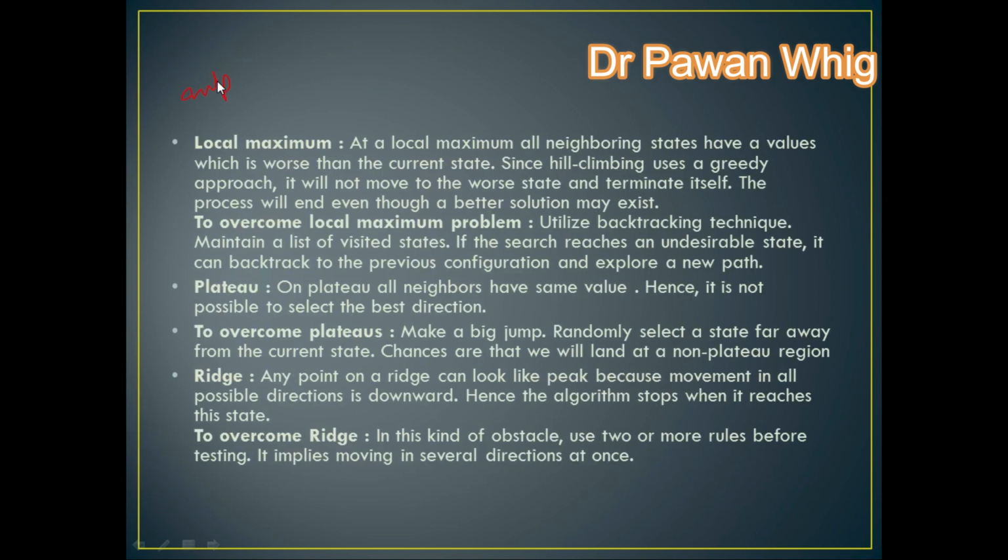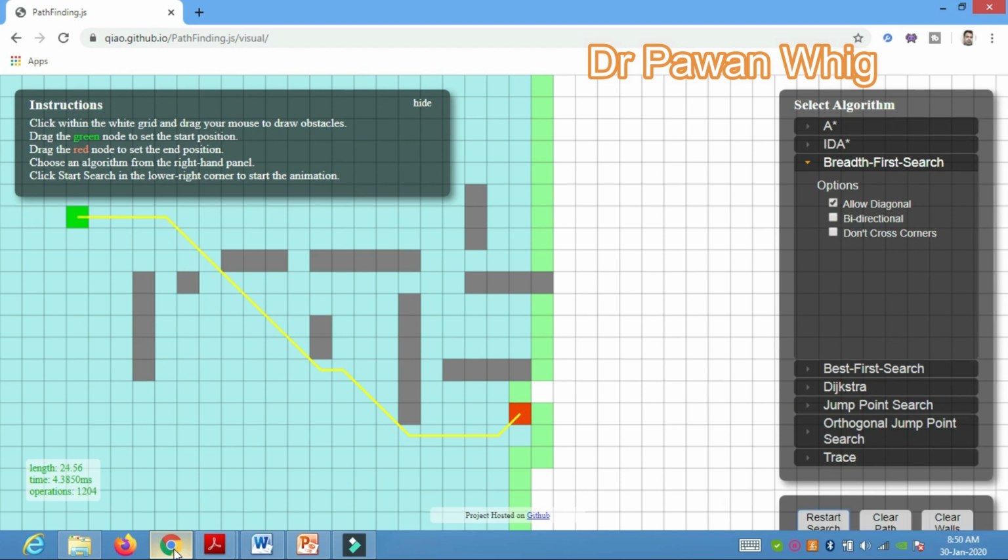Now we'll move towards the practical aspects of how these search algorithms are implemented. I'll show you one by one. By visualizing the practical, you can understand these algorithms better than from the literature. So we'll move towards that. We already covered breadth first search. Now we'll move towards best first search.